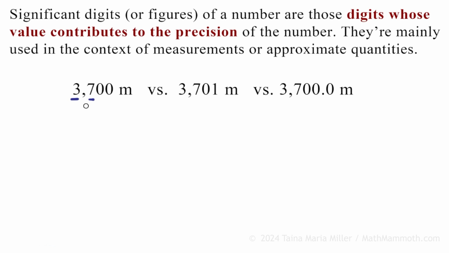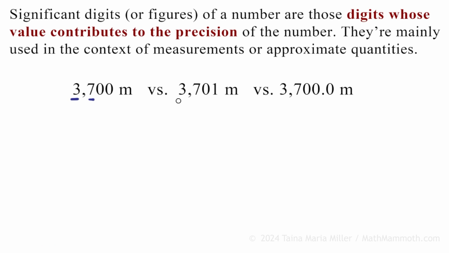Now it might have more if somebody tells us that, okay, I measured it to the nearest meter. Then we would know that it has 4 significant digits. Or somebody tells us that, well, I measured this to the nearest 10 meters. Then we would know that, okay, it has 3 significant digits. But if there's no other information, only 2.